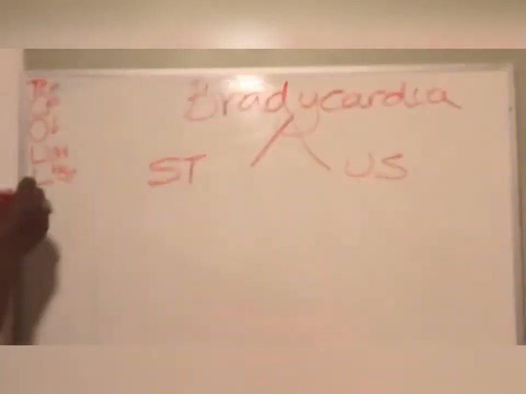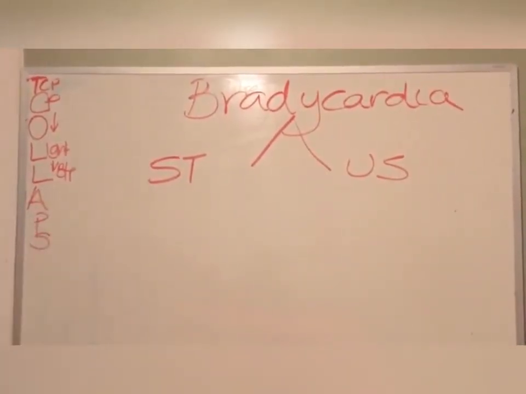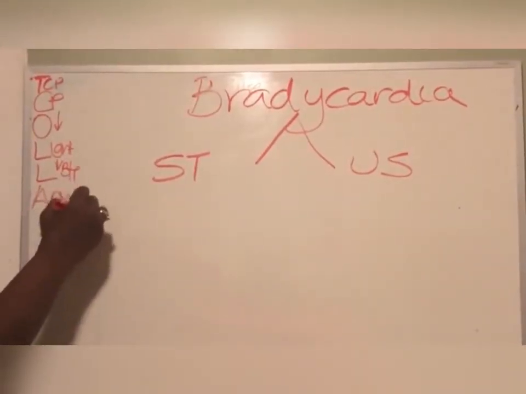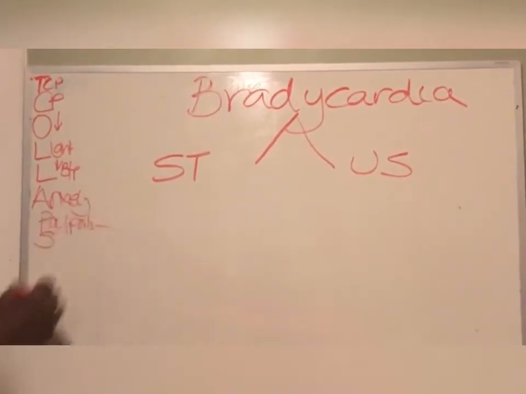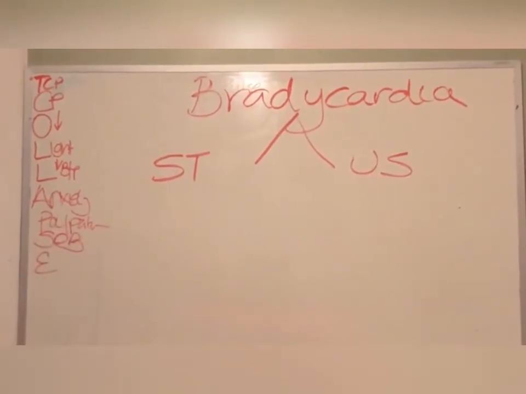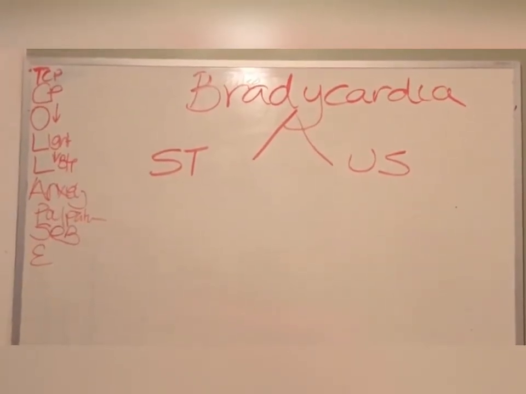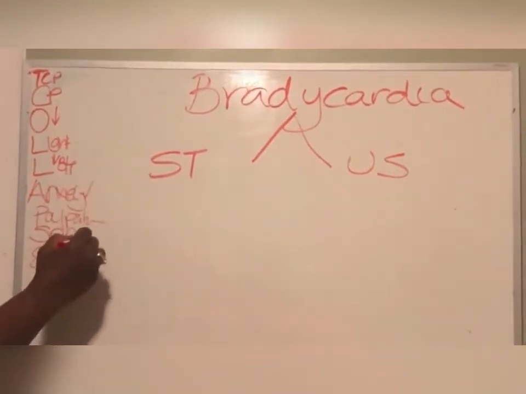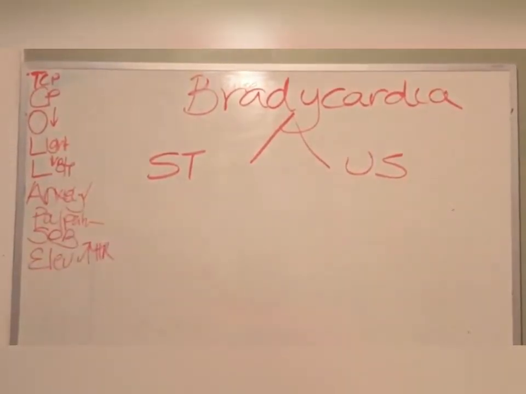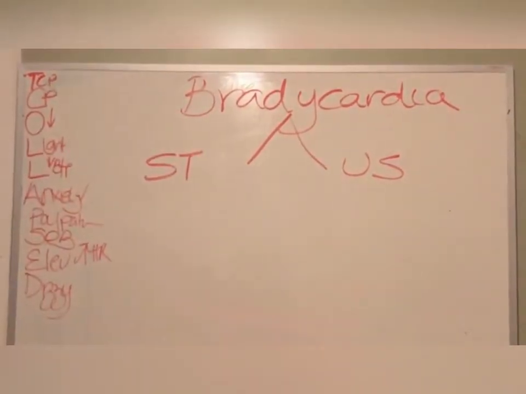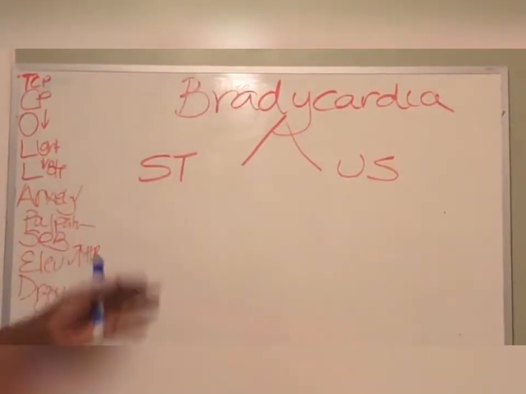Then we have A, P, and S. What is the A for? Anxiety and palpitation. And of course the good old shortness of breath. And what is the E for? You could have elevated heart rate, or you could have decreased heart rate. But in most cases, when you are anxious, when you're compensated, you're going to have increased heart rate first. Okay? And then, of course, D, dizziness. Okay? So bradycardia is not as bad if it's stable.